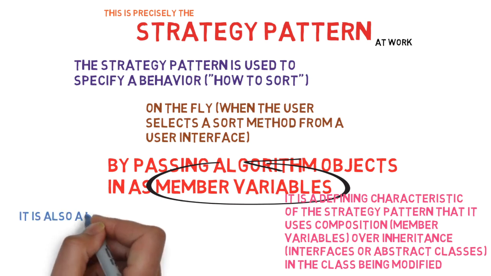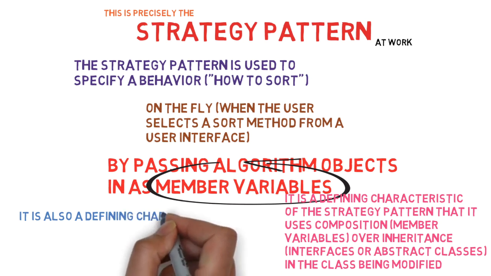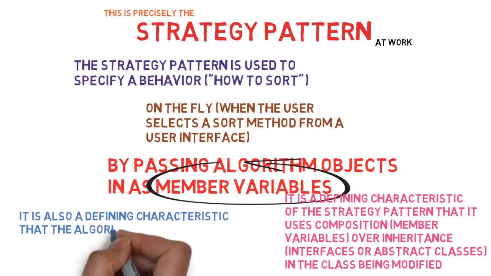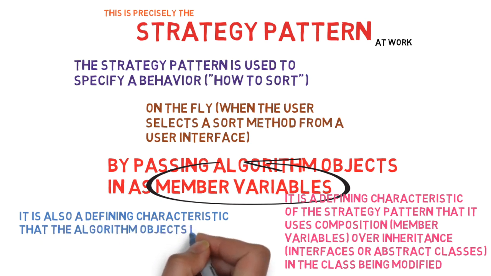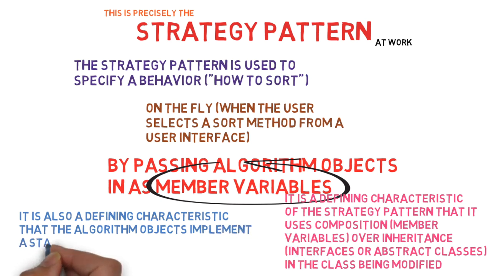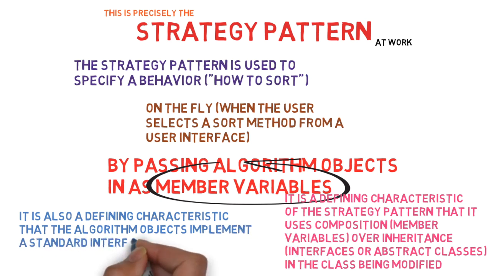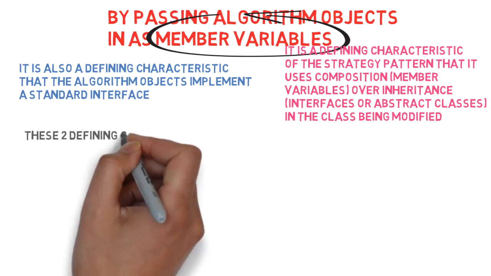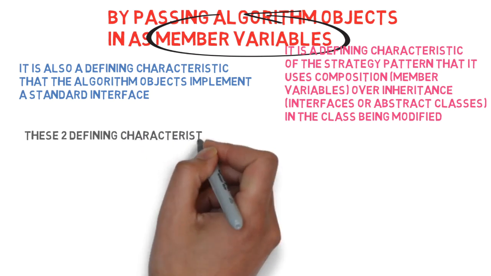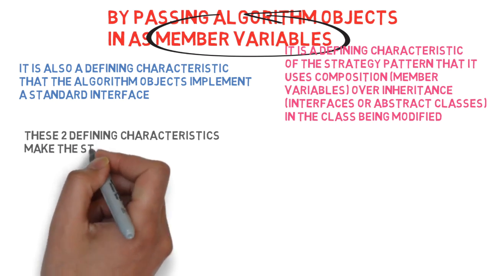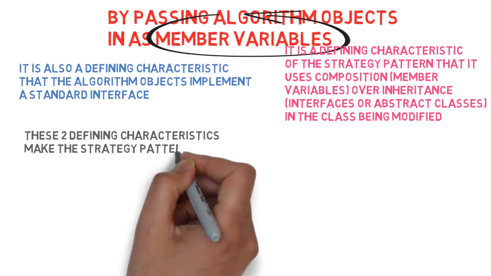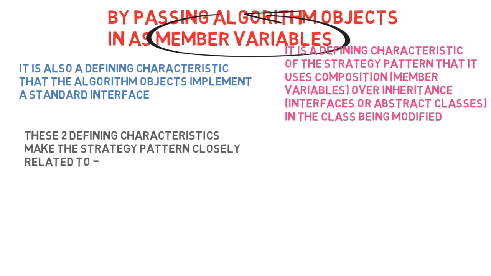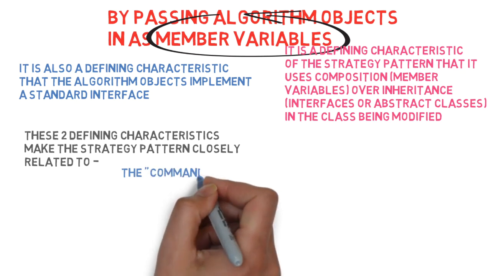Another defining characteristic is that the algorithm objects all implement a standard interface, and the member variable is of that standard interface. So all of these algorithm objects look exactly the same from the outside. They implement the same interface. However, the algorithm is unique to each implementation. These two defining characteristics make the strategy pattern closely related to two different design patterns.